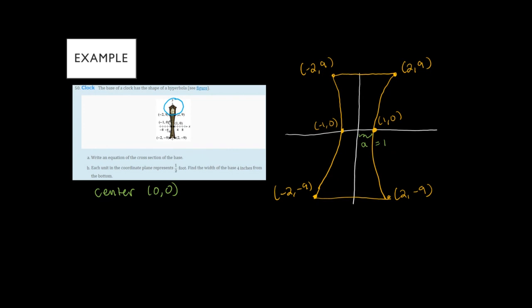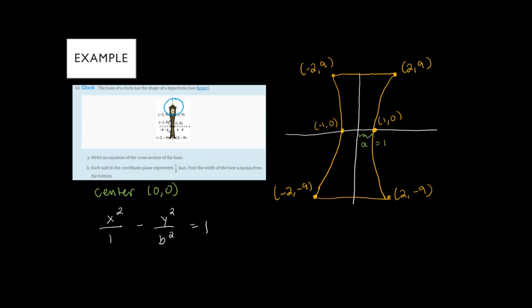Now this is a horizontal hyperbola, so we've got x minus h, which is 0 in this case, squared over a squared, and a squared is 1, because a is 1, minus y squared over b squared equals 1. So that's where we plug in our center and a. And we need to pick one of these 4 locations to plug in for x and y.